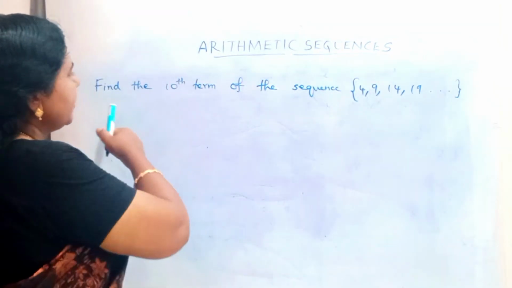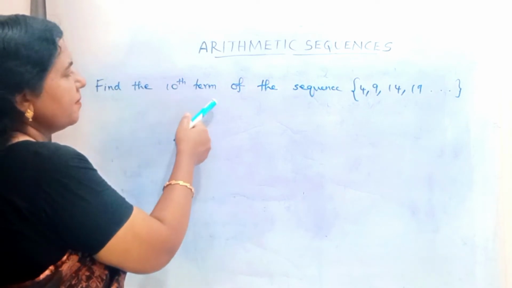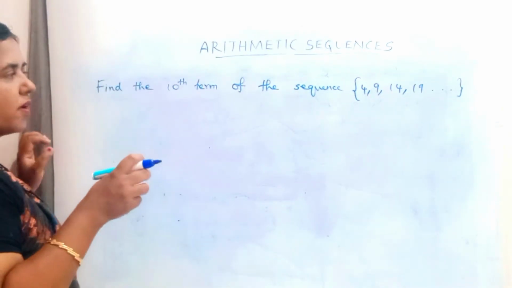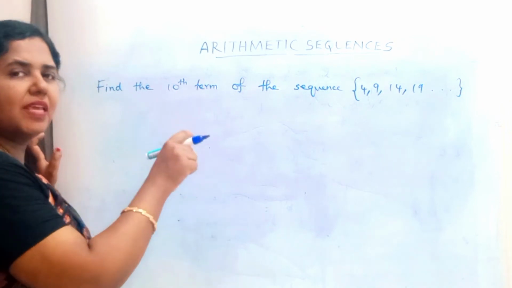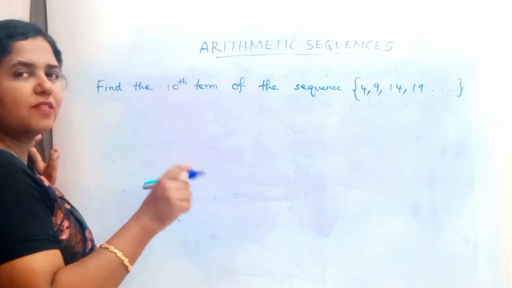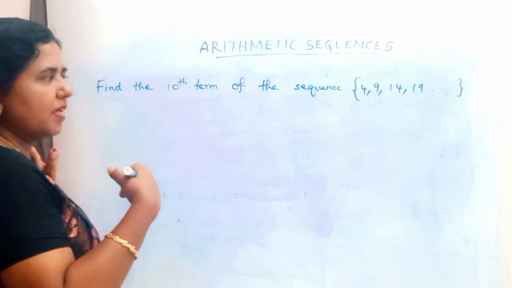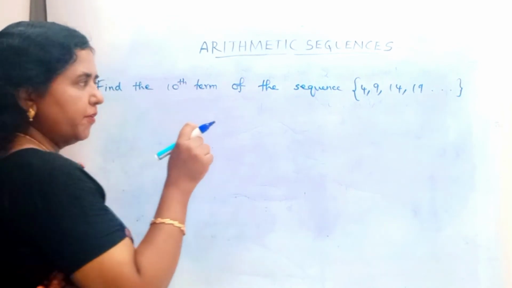Okay, so now let us see this problem. Here it is given, find the 10th term of the sequence 4, 9, 14, 19, etc. The first thing we have to do is check whether the given sequence is an arithmetic sequence. Only then can we use the formulas corresponding to the arithmetic sequence. We have to find the difference between the consecutive terms.